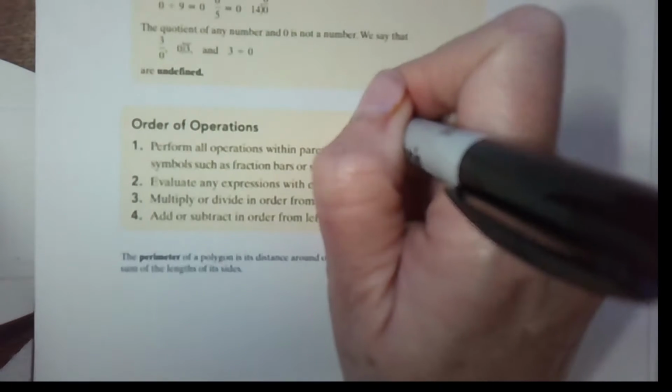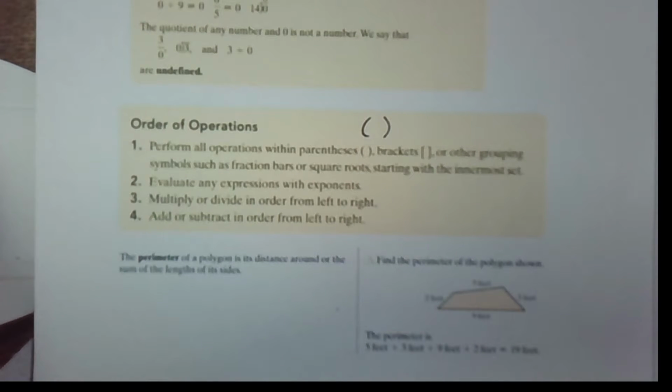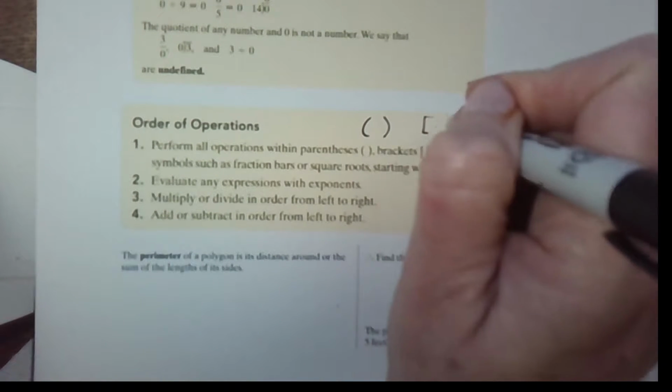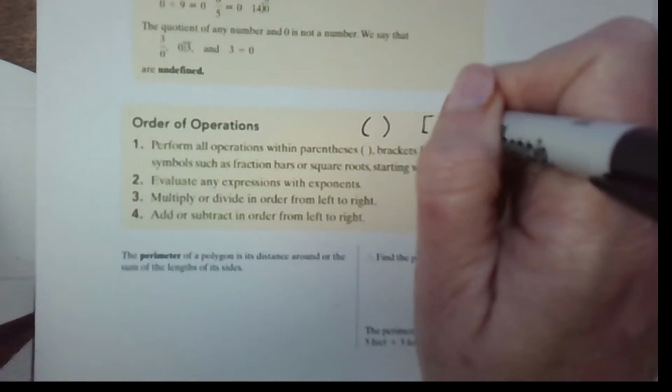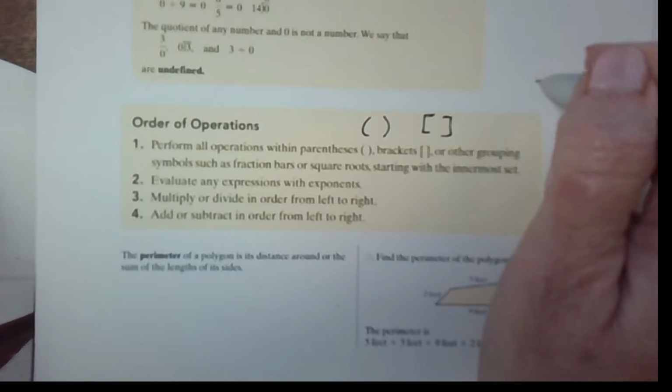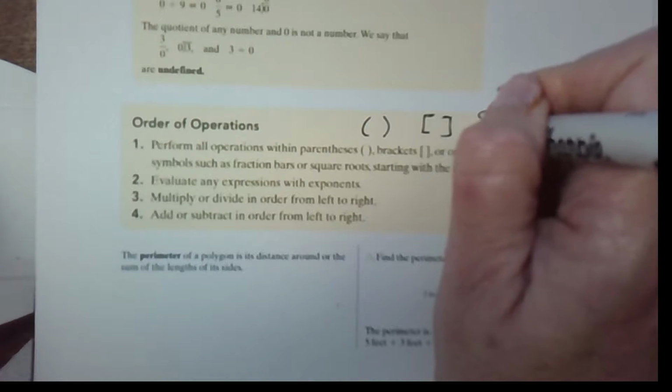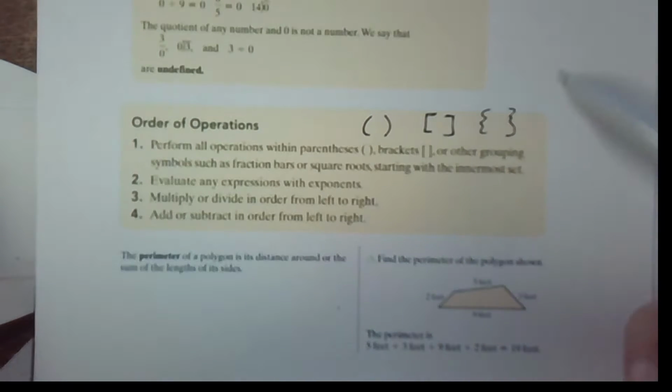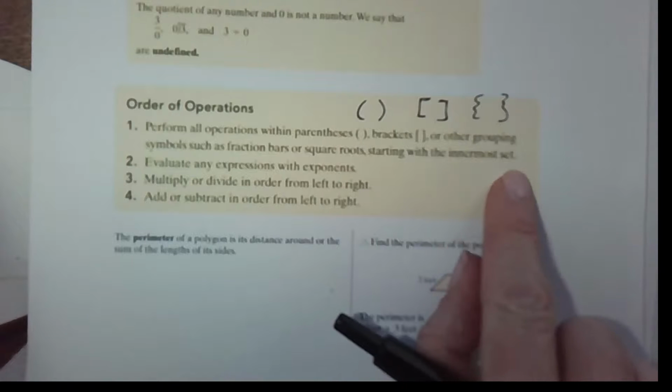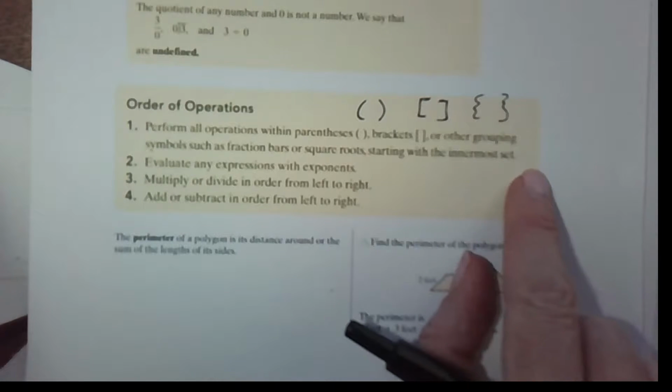Parentheses are the rounded. Brackets are squared. And sometimes we have other types of grouping symbols, like they can have sort of squiggly lines instead of squares or rounded. Other things like fraction bars or square roots are also included in step 1. And then we always work from the inside out, so with the innermost set outward.